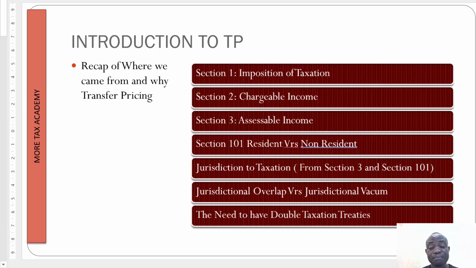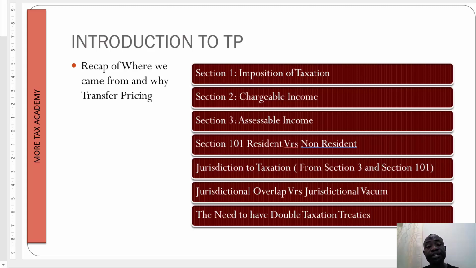Then if you are a non-resident person, we have the power to tax only your income that is sourced from the country. Or if you are a permanent establishment, then we can also tax your income from the permanent establishment, the income that is attributable to the permanent establishment. So the concept of resident was very important as far as assessable income determination is concerned. So we took time to look at section 101, which tried to define what a resident person is.